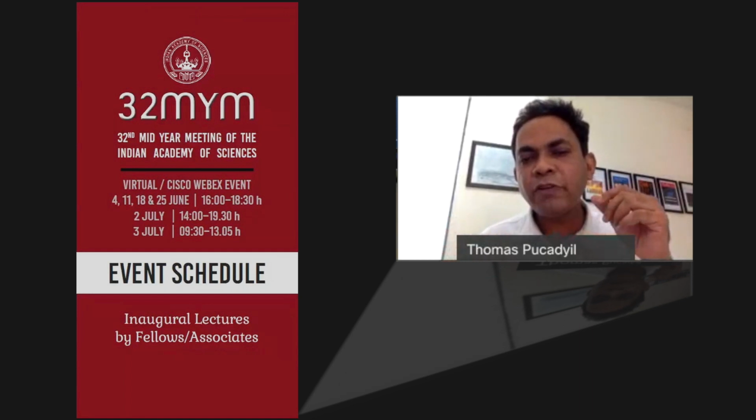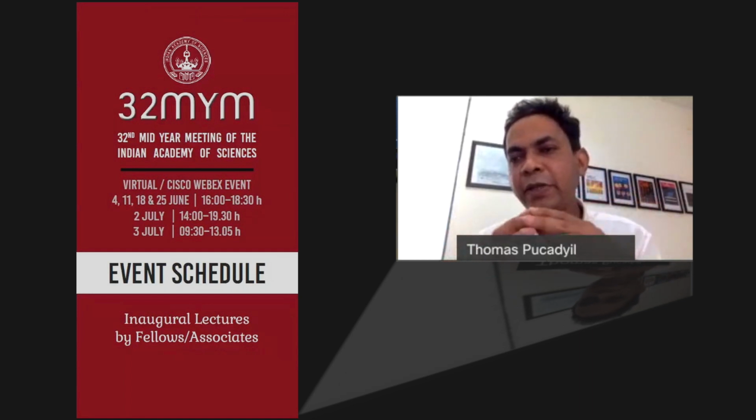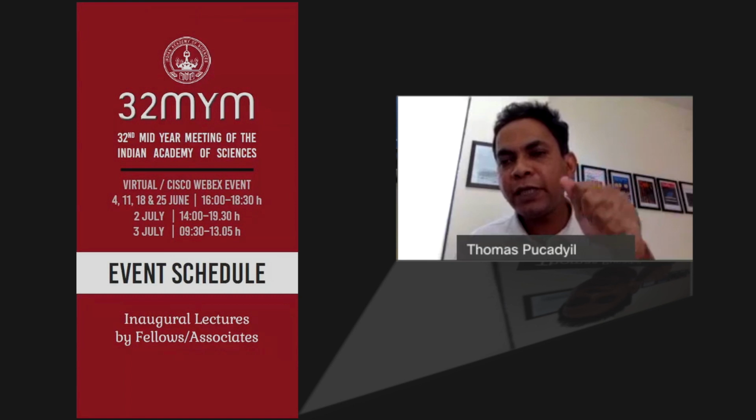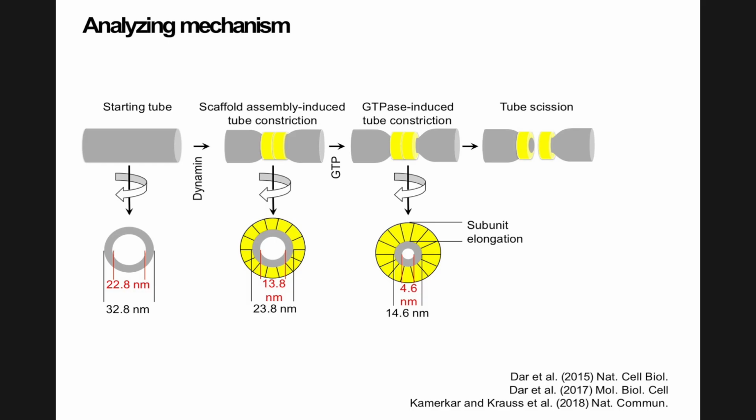We now know for a fact that the primary function of dynamin is that it forms a polymer around this membrane tube and uses energy from GTP hydrolysis to undergo a series of conformational changes such that it can constrict the tube even further. It constricts it to a point where you end up defining a narrow lumen of around 5 nanometers in diameter.